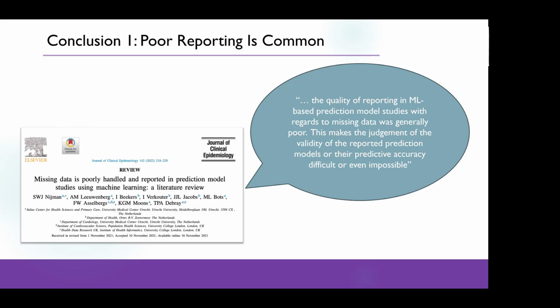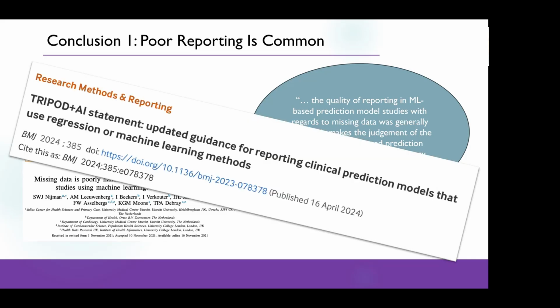This paper here picked out that the quality of reporting in machine learning-based predictive model studies with regards to missing data was generally poor. This makes the judgment of the validity of the reported prediction model or their predictive accuracy difficult or even impossible. I think that's quite a nice quote to capture that. So even if you disagree with anything else that I say today, I think there's certainly vast room for improvement in the reporting of what you're doing when you're developing these models, irrespective of what technique that is. And of course, TRIPOD guidelines are the way to do that.